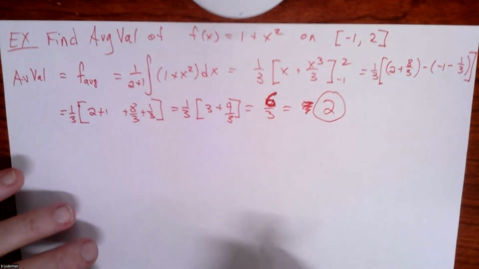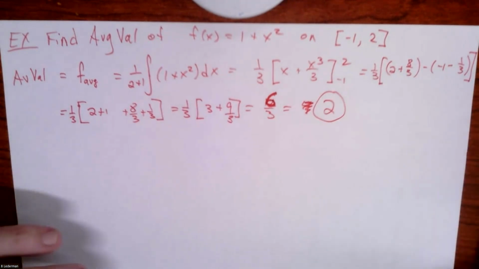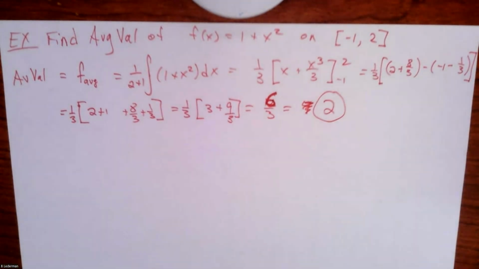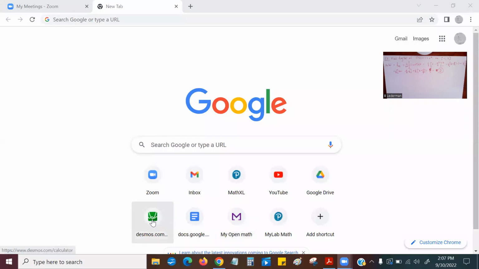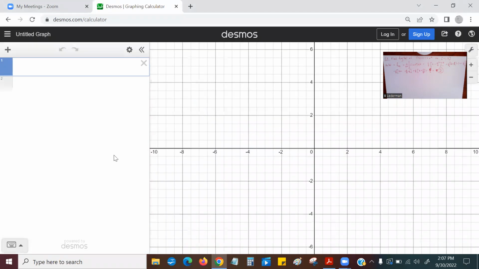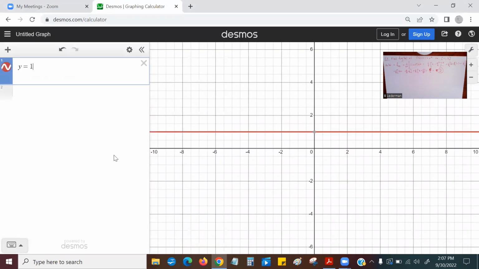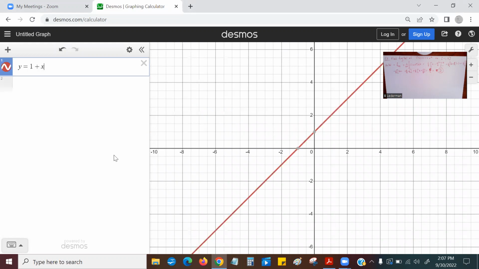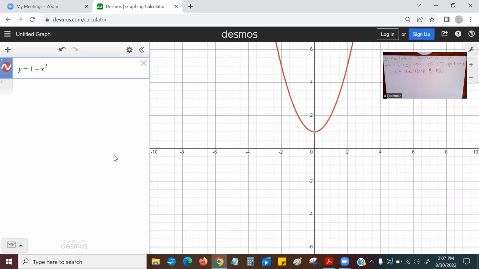Now I want to look at the picture here. So I'm going to go to professional drawing. I'm going to go to Desmos. And Desmos draws very nicely and professionally. So I'm going to go to Desmos, and I'm going to share my screen with you now. And here is Desmos. And we're going to put in y equals 1 plus x squared.